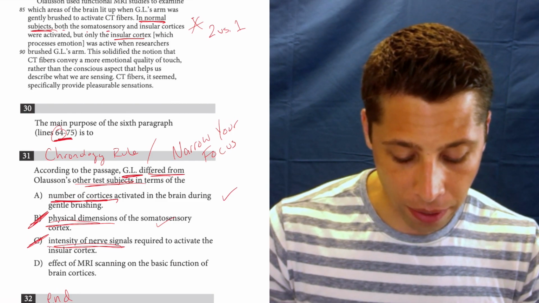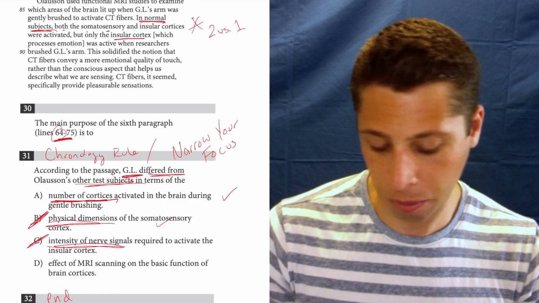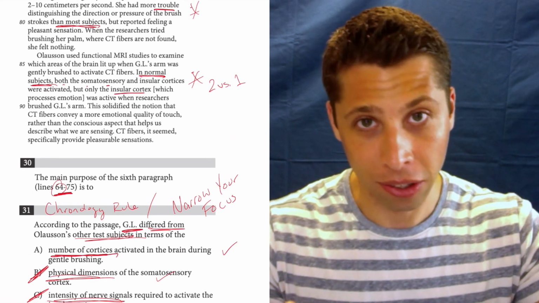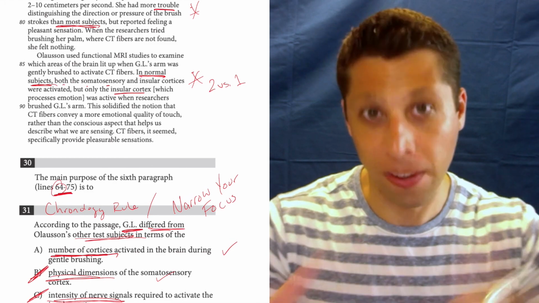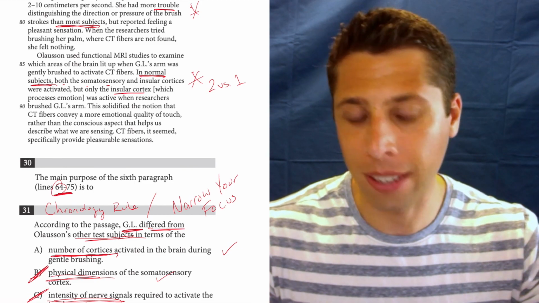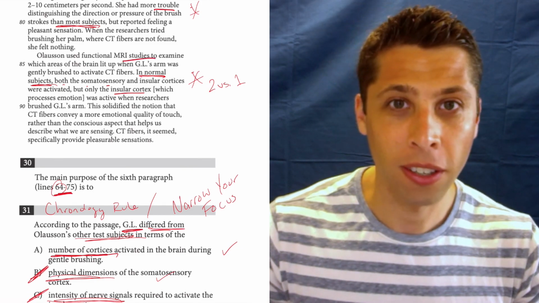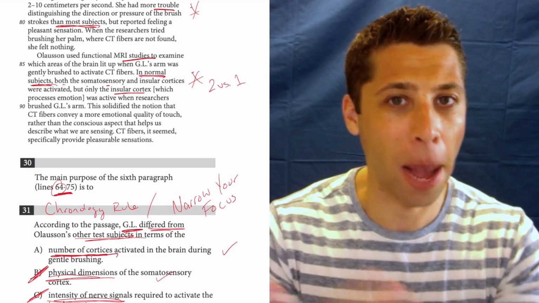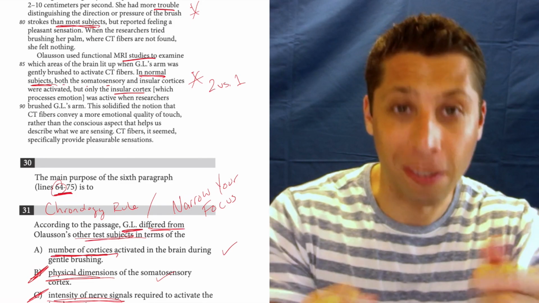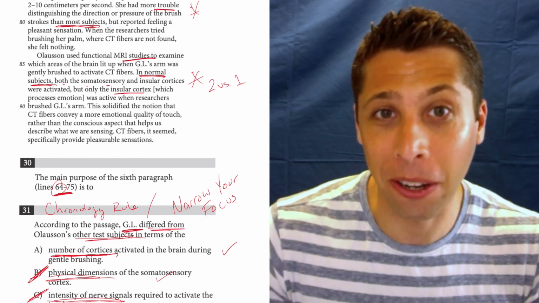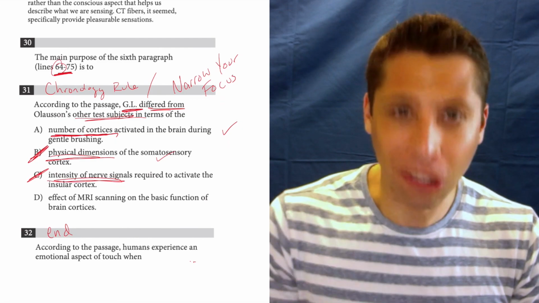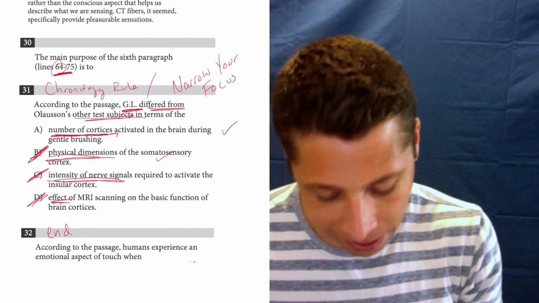And D, the effect of MRI scanning on the basic function of brain cortices. Well, no. The MRI is the thing that measures the function. It doesn't affect it. So it's not saying that she reacted to the MRI differently. It's just they put them both in MRIs to see what would happen. This is the way that they see. It's like a microscope, right? It's letting them see something they wouldn't otherwise see. It's not affecting the cortices. It's measuring the cortices. So no, that doesn't work.